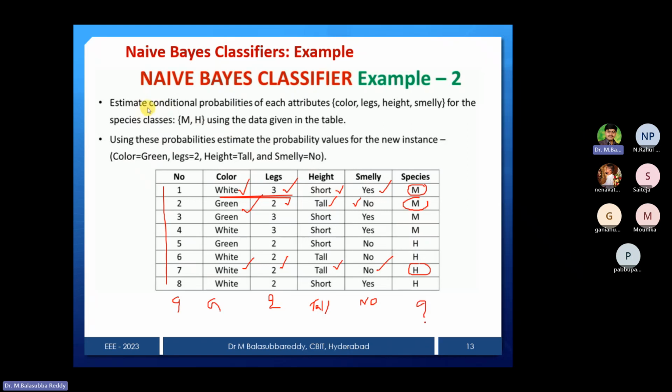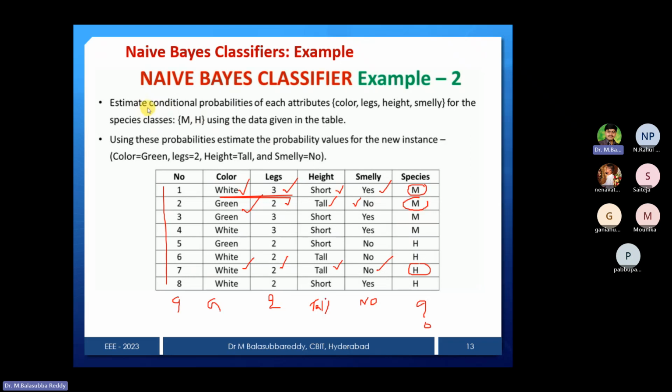The question mark is here. You have to find it using the Naive Bayes algorithm. So what is your answer? Either it is M or H. That is what we need to find. So how do we find whether it is M or H?